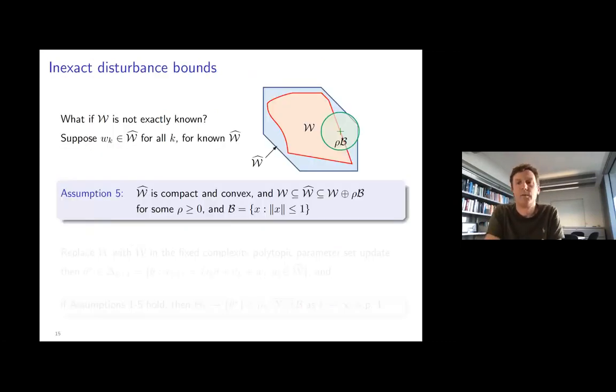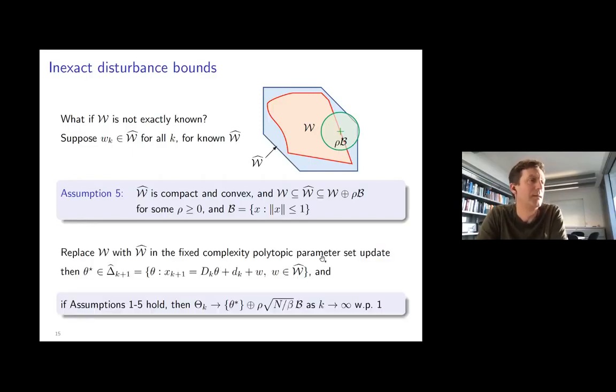So how can we relax a few of the assumptions on the disturbances? First of all, supposing we don't know the bounding set for the disturbance exactly, and this is quite common in practice, but supposing we have an estimate of the set that the disturbance lies in, and supposing we also know that that estimate is no more than a factor rho inaccurate. So let's suppose that we have this condition that our estimate is contained in the actual disturbance set plus rho times a ball of unit radius.